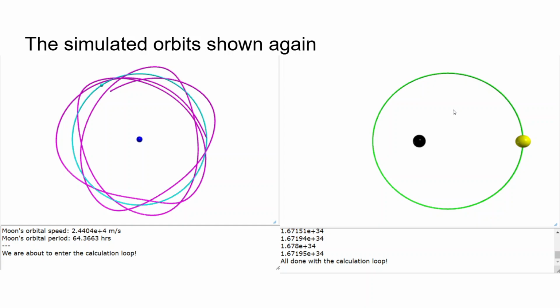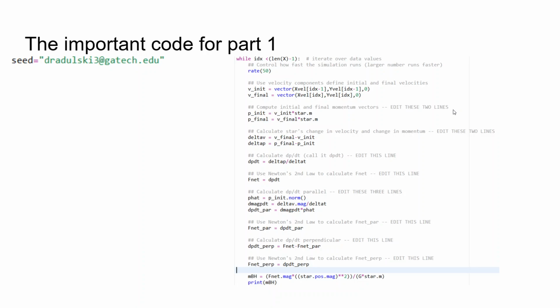Here are the simulated orbits shown again, closer up. Here are the important codes. You can see the seed, that was my email, and then this is the code.